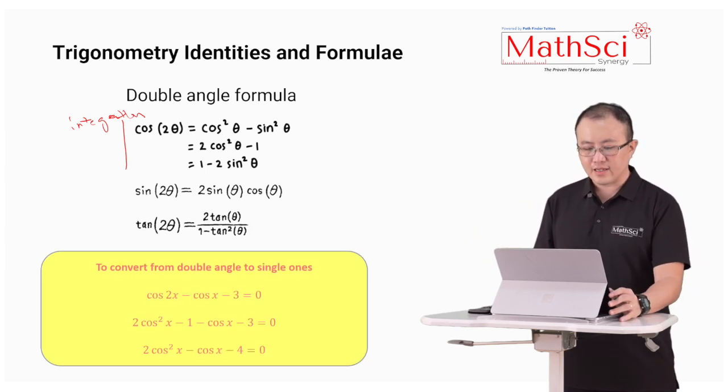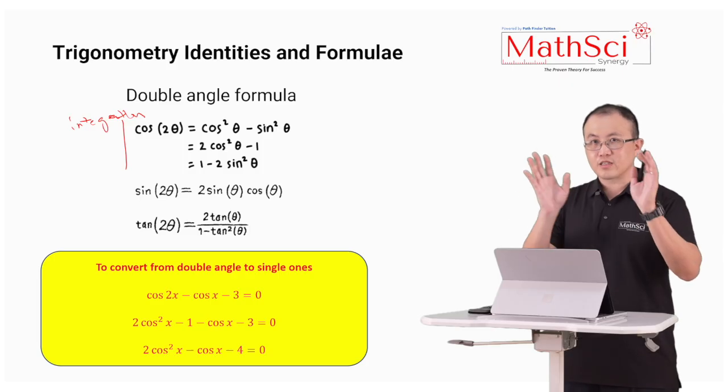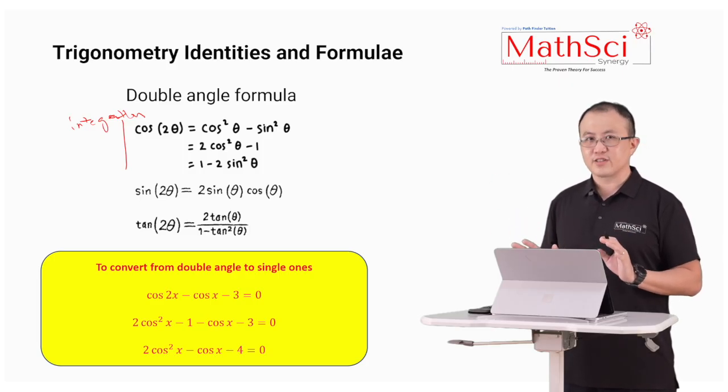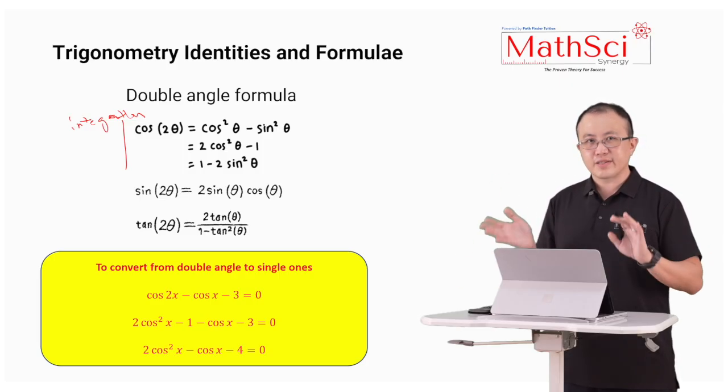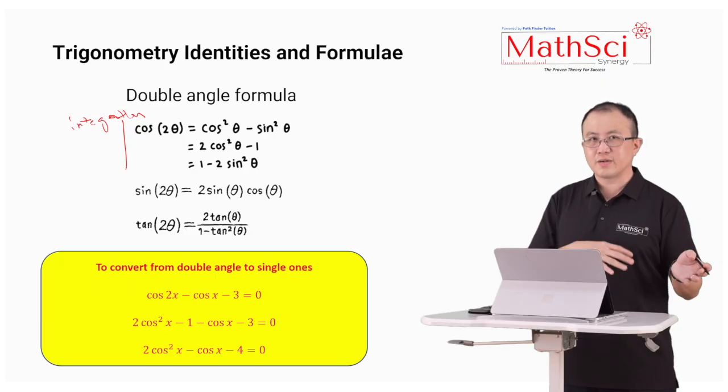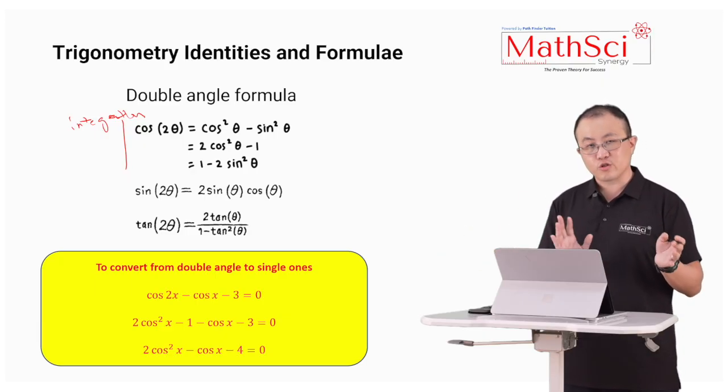So at the end of the day, you must make sure that you convert everything to a single theta function so that everything aligns. If everything is 2 theta, then okay, but if there's a mixture of 2 theta and 1 theta, then you have to change it first.